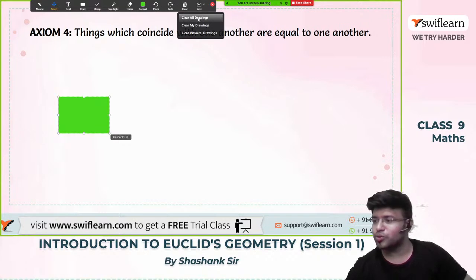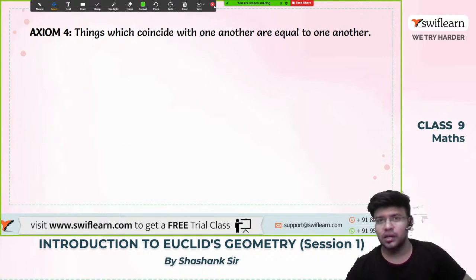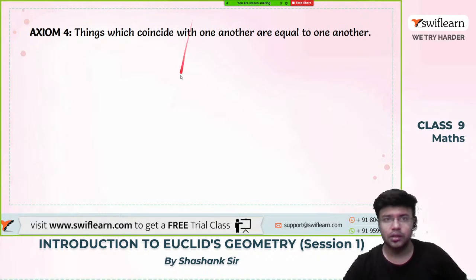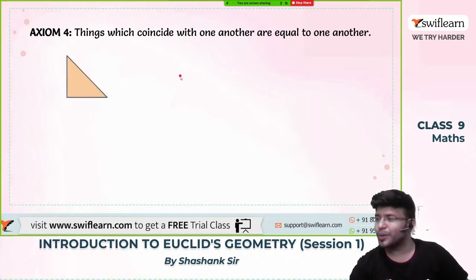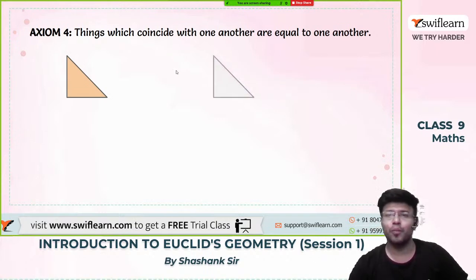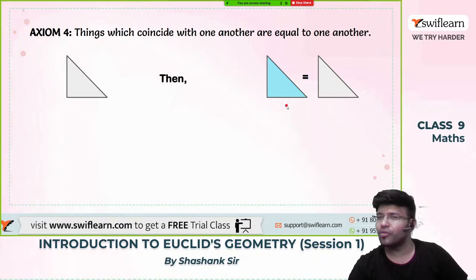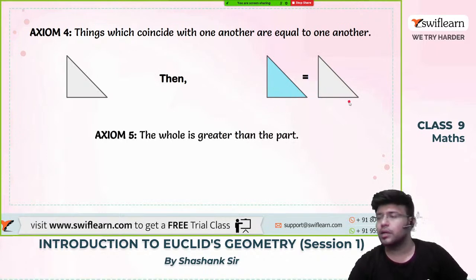Yes, you can also take an example of a circle and do this. Here you can also take a rectangle, you can take any geometrical figure to define this axiom. Okay, now see, both the triangles are coinciding with one another, then what we can say, this triangle is equal to this.